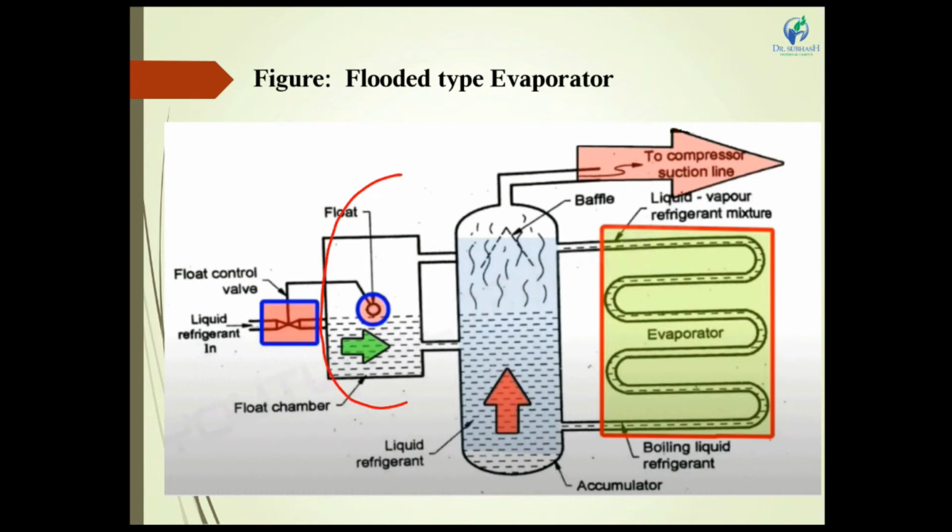Here the float chamber is in two portions, one a liquid portion and one a vapor portion, and the float control valve maintains the flow of refrigerant. How much flow is required in an evaporator? Then this chamber is directly connected to an accumulator.